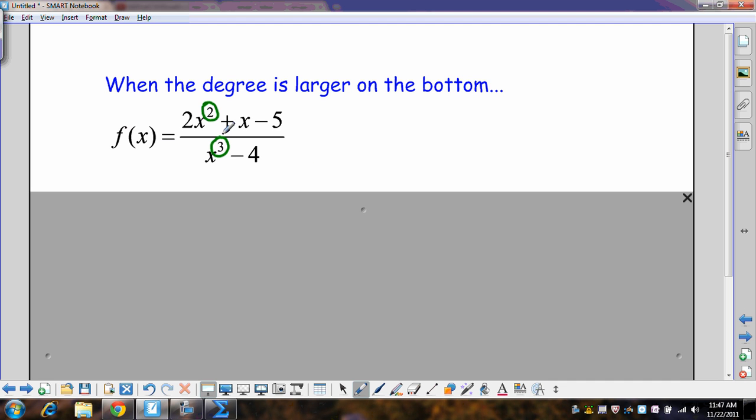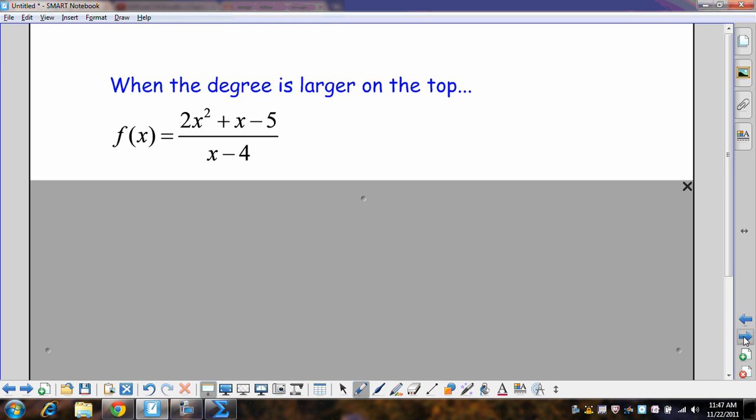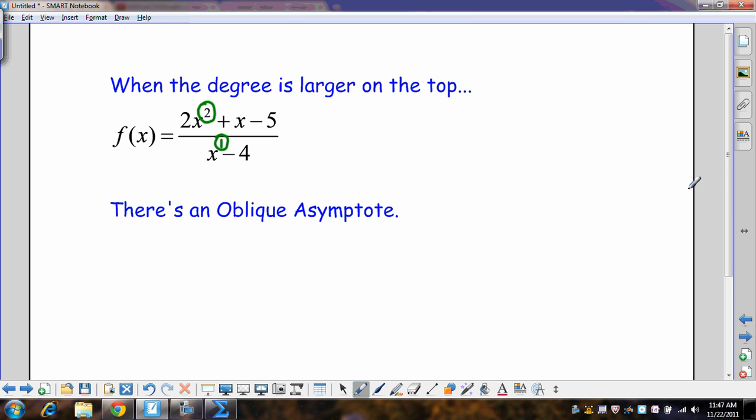The second scenario is if the degree is larger on the bottom. In this case, my degree on the top is 2. My degree on the bottom is 3. When this happens, the horizontal asymptote will always be y equals 0. Always. So again, when the degree is larger on the bottom, it will always be y equals 0.